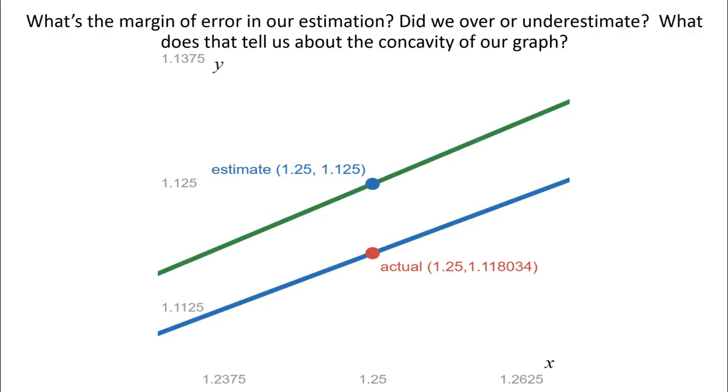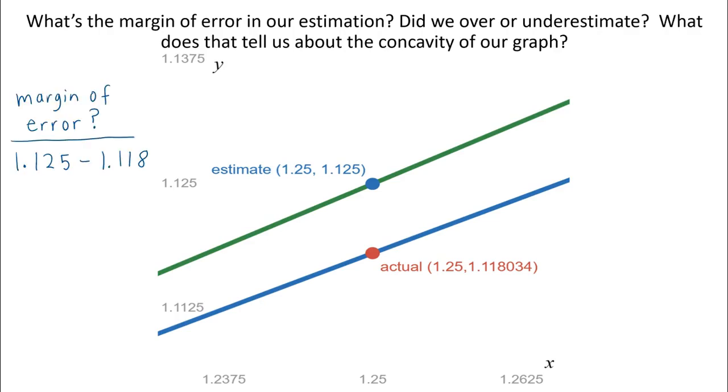Here I've zoomed into where x is equal to 1.25. You can see that the blue graph still represents the graph of the square root function, and the green line represents our linear approximation. Because the linear approximation graph is above the actual graph, we've overestimated. If the linear approximation graph was below the actual graph, we would have underestimated.